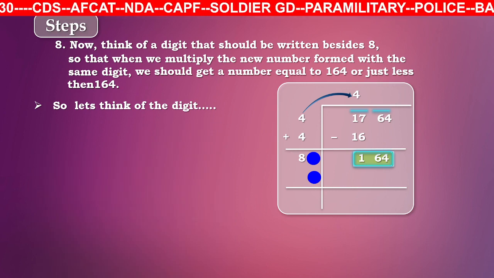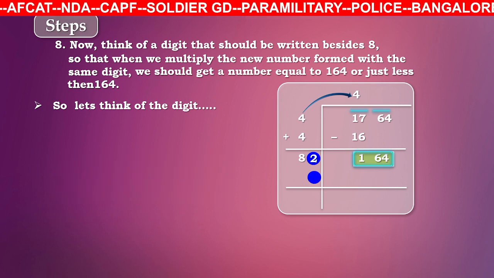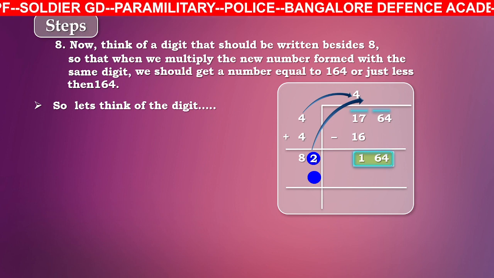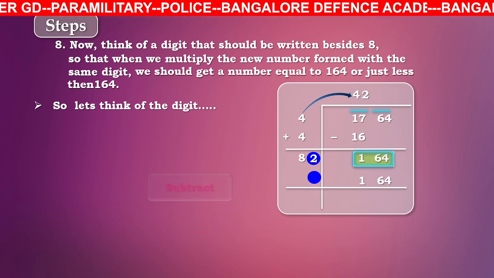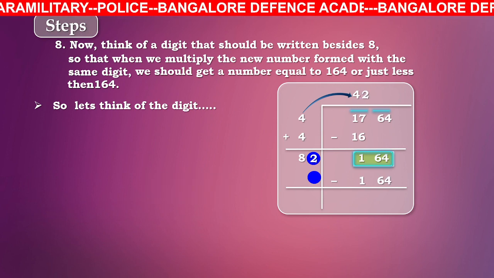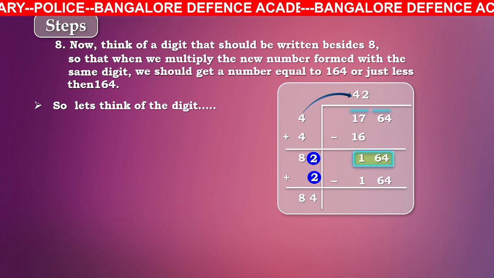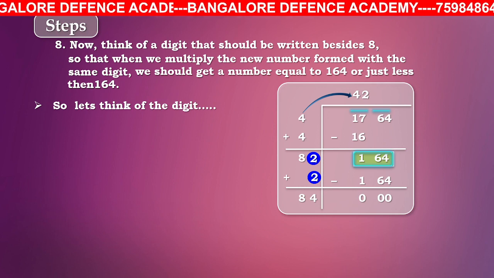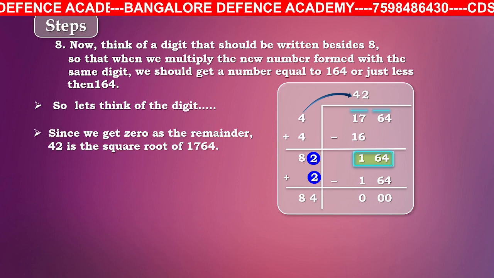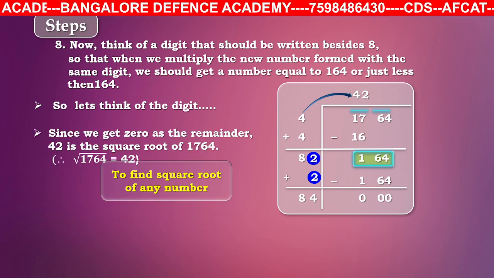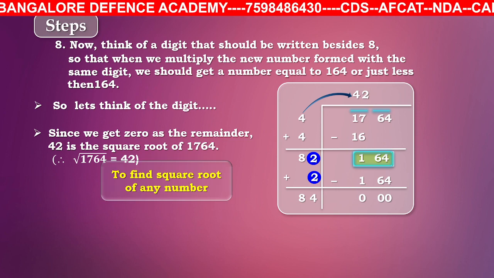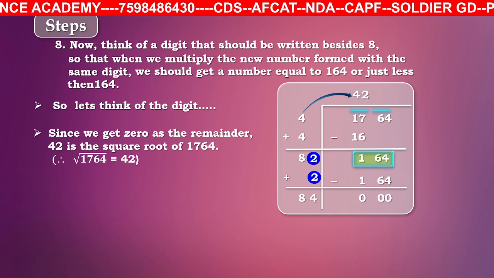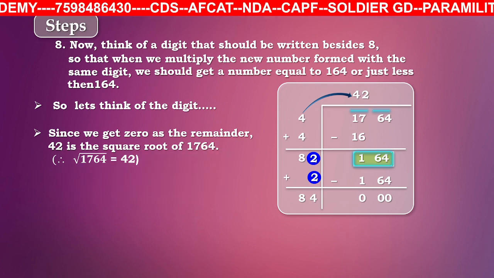So what I'm going to do is take 82, and this 2 I will write on the top. Very important. This 2 I will write on the top. Okay, so you get the remainder as 0, and you are going to add 82 plus 82, which gives you 84. So finally the answer for the square root of 1764 is 42. So to find the square root of any number, you can follow this method. So this is how you are going to use the division method.